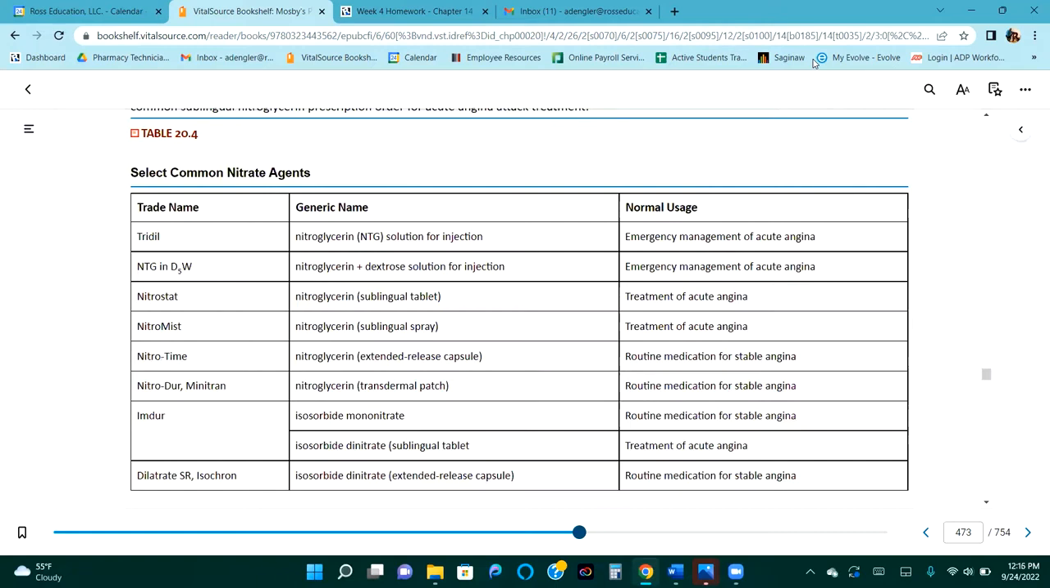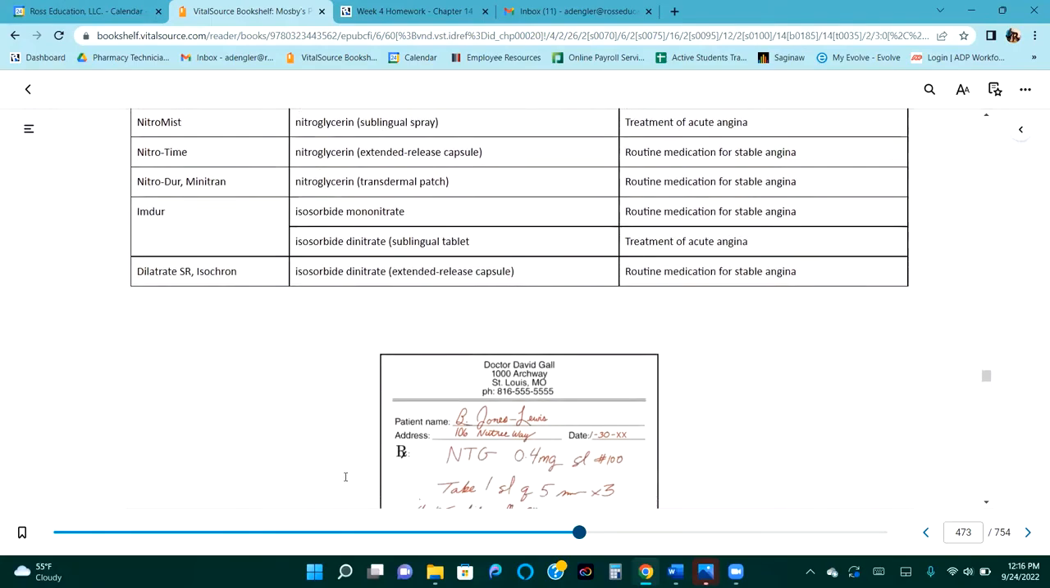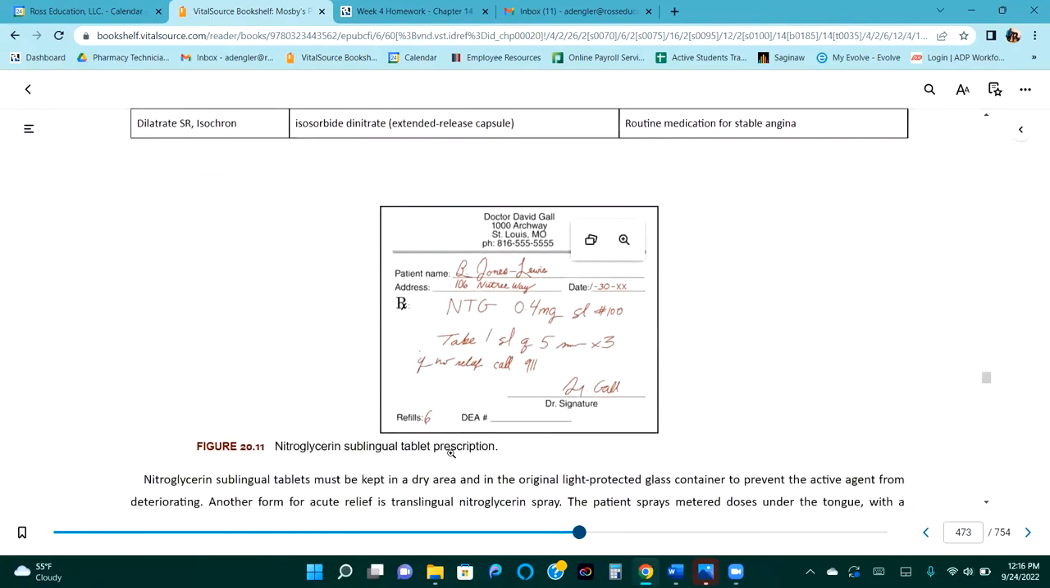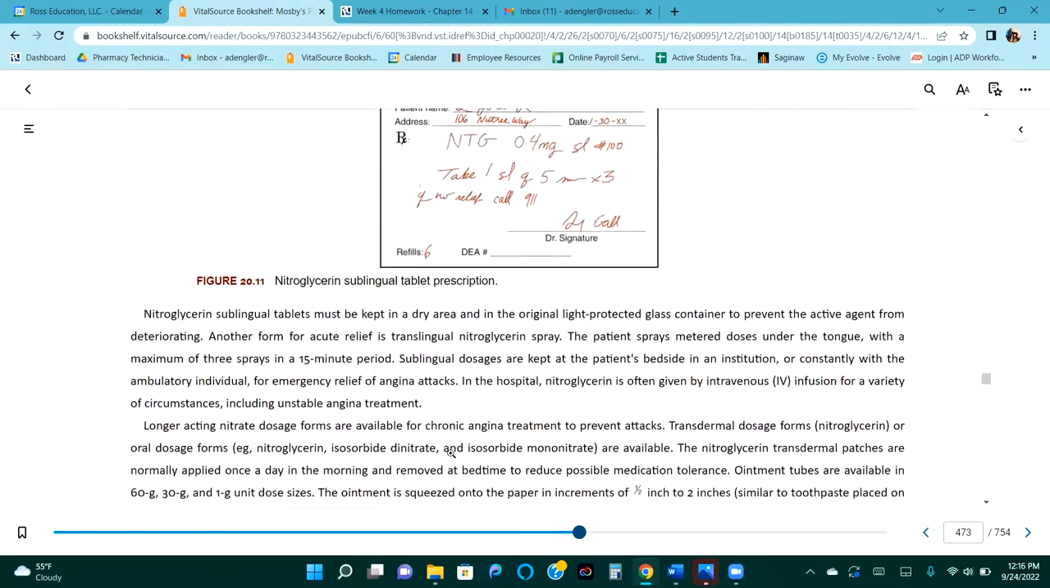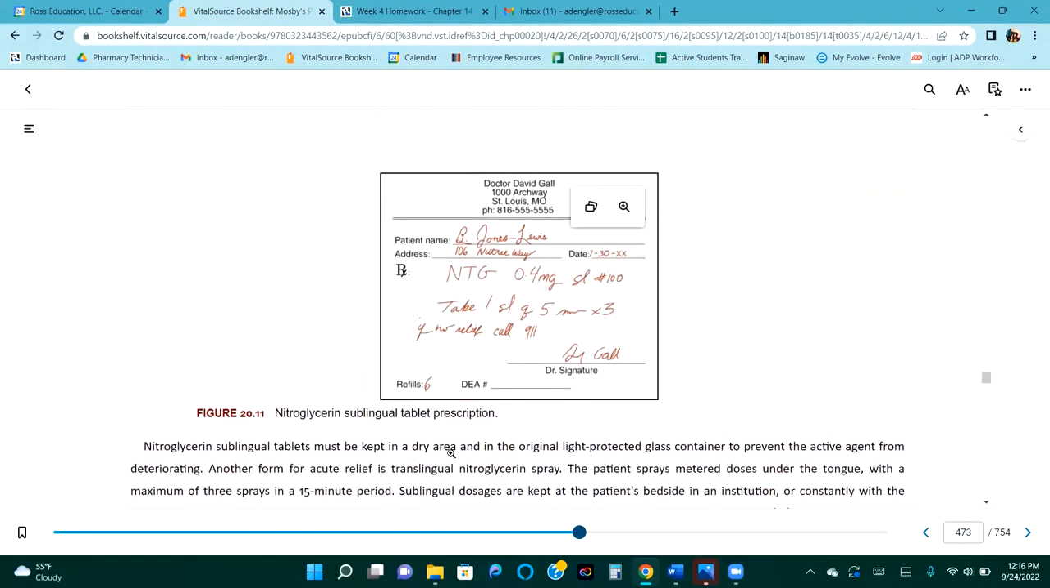Table 20.4 lists select common nitrate agents. Nitroglycerin has a bunch of different types of medications and a bunch of different dosage forms. Isosorbide mononitrate and dinitrate. And you can see here's a prescription for nitroglycerin 0.4 milligrams sublingual. They want them to take 1 tablet sublingually every 5 minutes times 3 doses. If no relief, call 911.